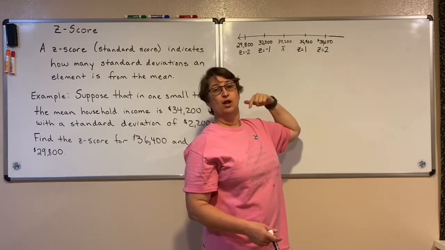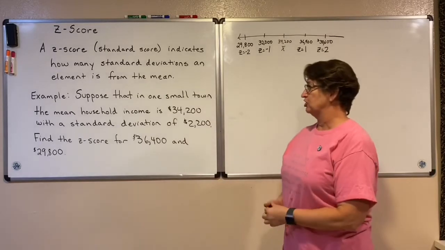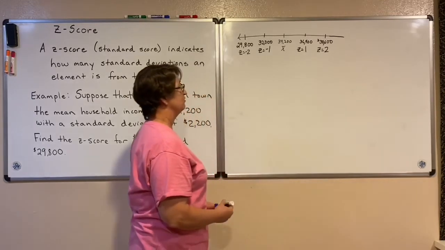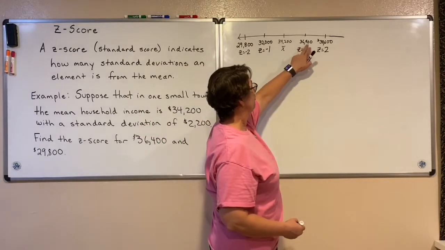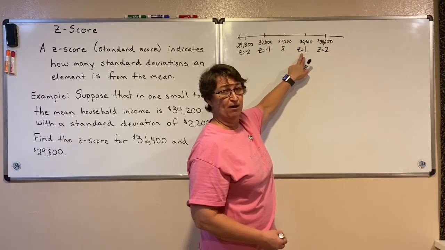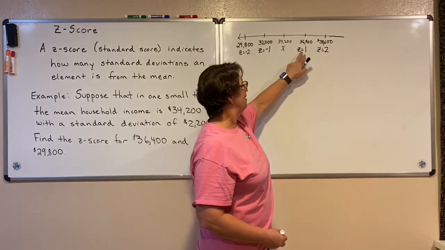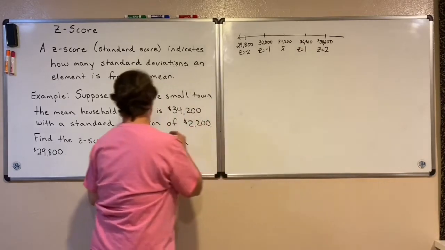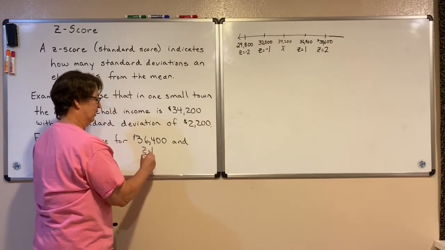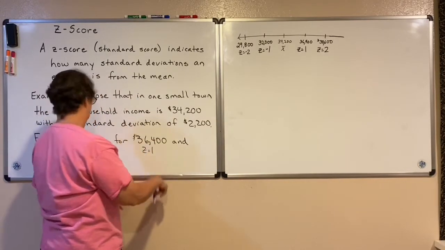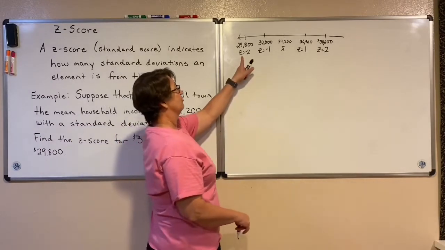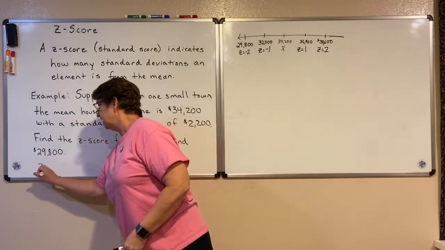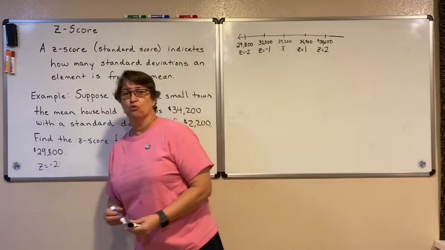Now, to answer this question, what is the z-score for 36,400? Well, let's look up here. 36,400 is exactly 1 standard deviation above the mean. So that particular data value's z-score is 1. Let's look for 29,800. That one's z-score is -2 because it is 2 standard deviations below the mean.